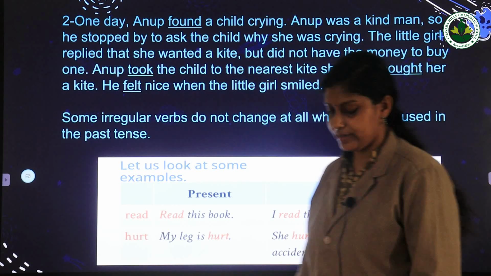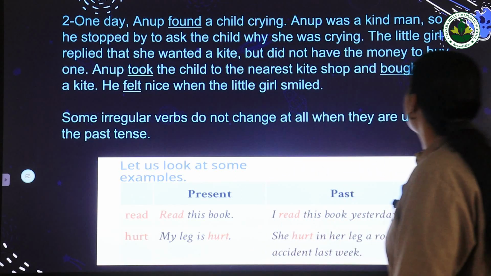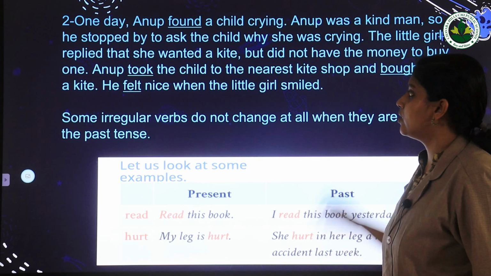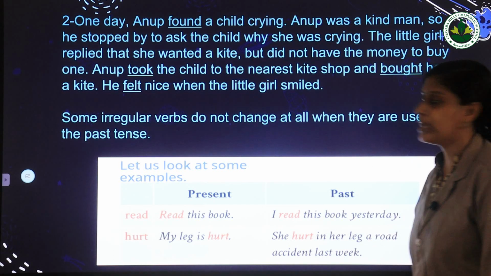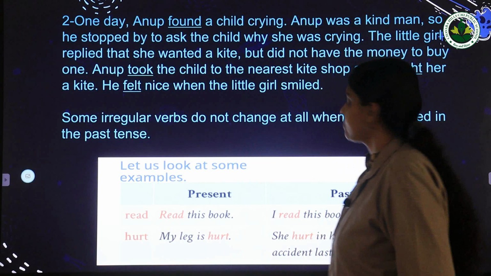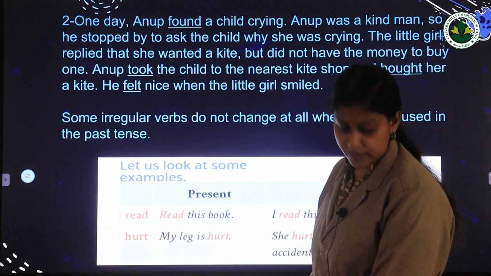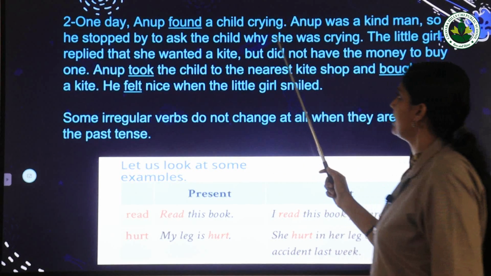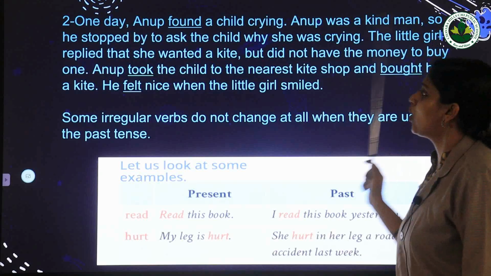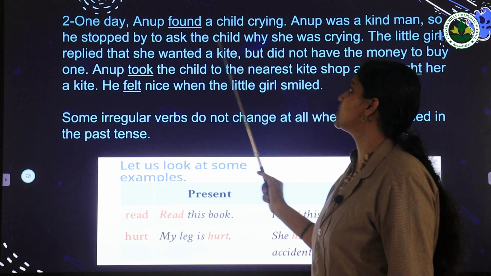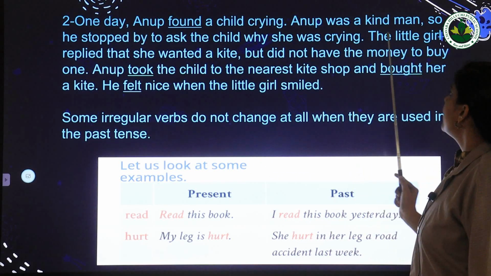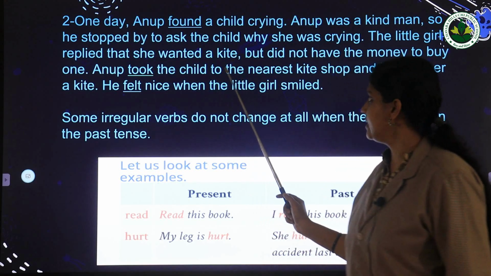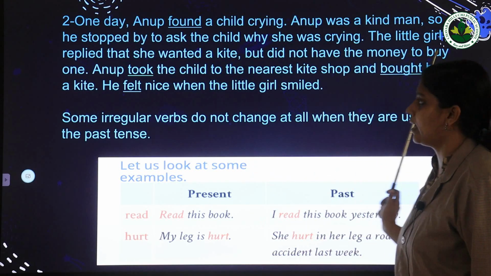And now we can see a passage here, and you are asked to find the irregular verbs in this passage. I'll read this passage for you. It is on page number 40. One day Anup found a child crying. Anup was a kind man, so he stopped by to ask the child why she was crying. The little girl replied that she wanted a kite but did not have the money to buy one.